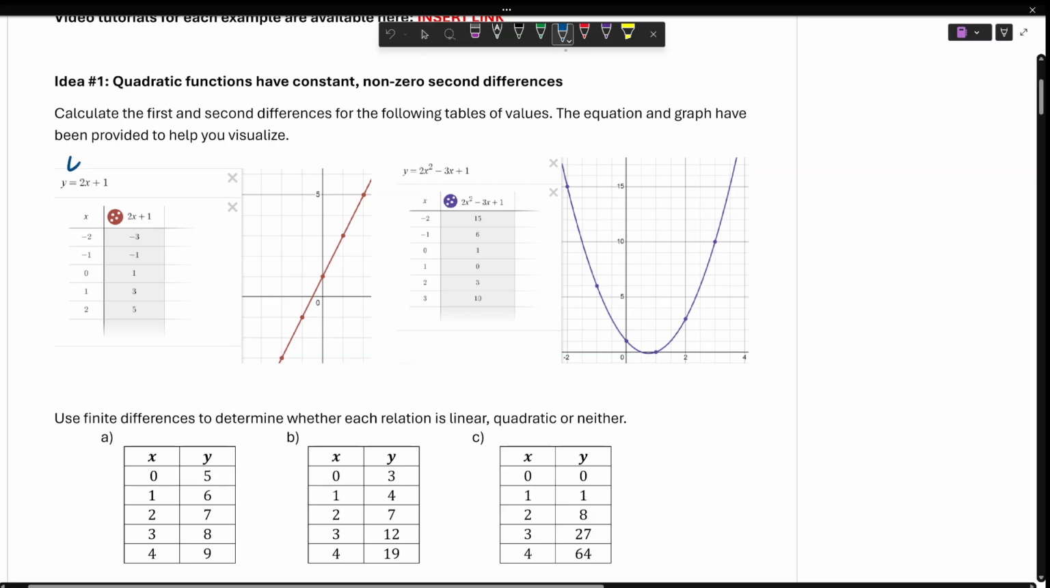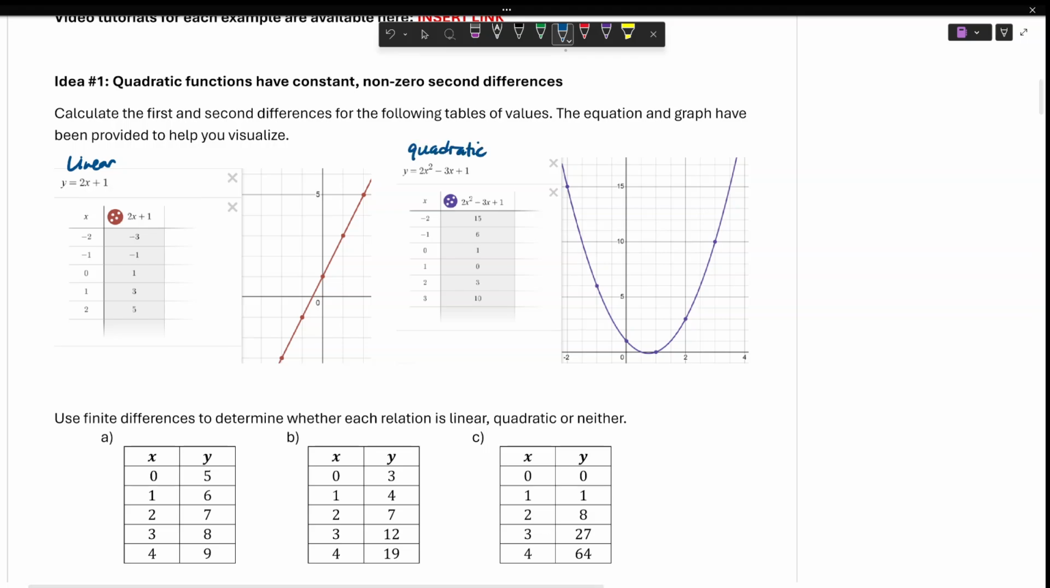We have an example of a linear function, 2x plus 1, and a quadratic function, 2x squared minus 3x plus 1, and we have a table of values. So for the linear one, you'll remember the first difference is like how much you add every time. In this case, to go from -3 to -1, you're adding 2. To go from -1 to 1, you're adding 2, and so on and so on. And you'll notice that the first differences are constant for a linear function.